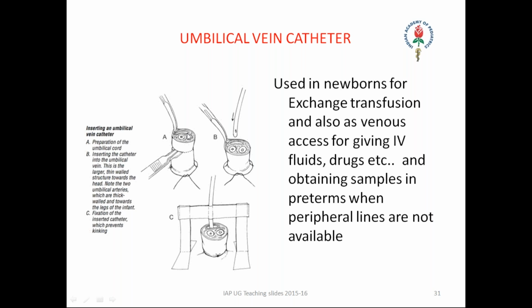The umbilical vein will be smiling, and these are the 2 arteries. Arteries are usually muscular, and this is the vein which is smiling. This is the larger thin walled structure towards the head. Note the 2 umbilical arteries which are thick walled and towards the legs of the infant. Fixation of the inserted catheter prevents kinking.